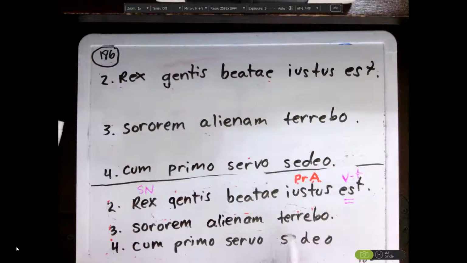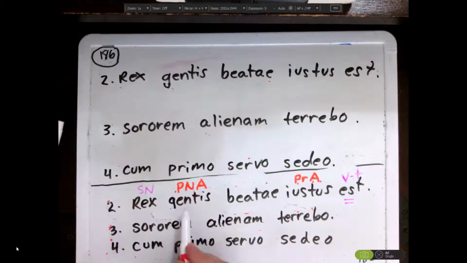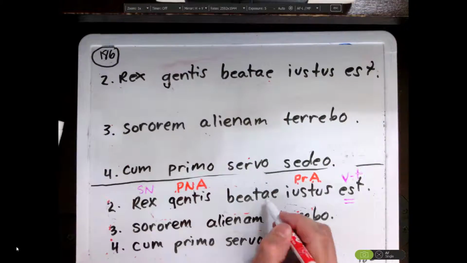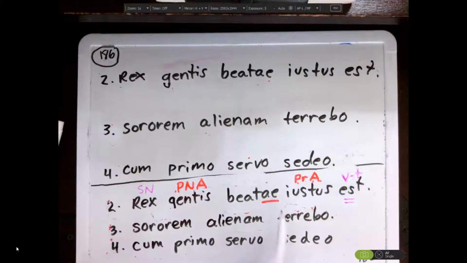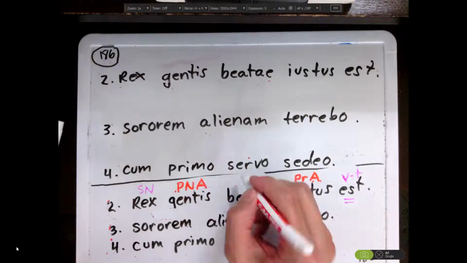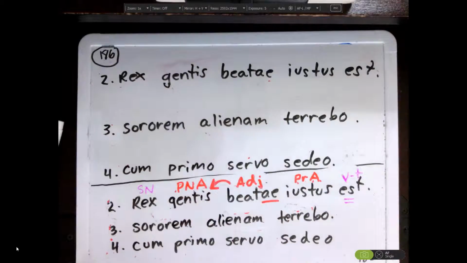All right. Now what is gentis and beatae? Rex, nominative subject. Gentis, genitive, possessive of. This is a possessive noun adjective. The king of the gentis. And beatae is an adjective, but what is it modifying? Is it modifying king? Obviously not. So gens gentis, being a feminine word, beatae is modifying gens gentis. So this is the adjective that's telling us what kind of gentis they are, beatae gentis.